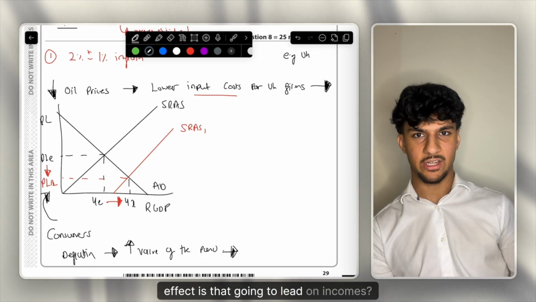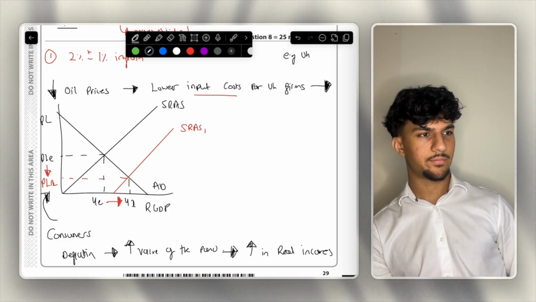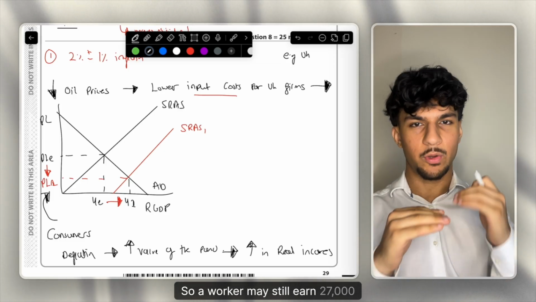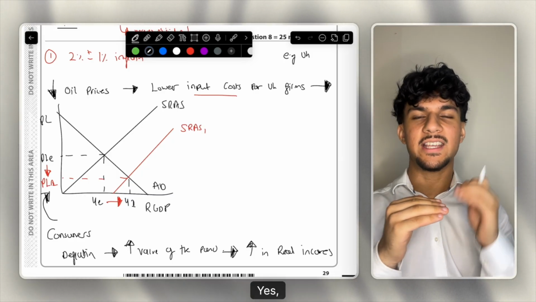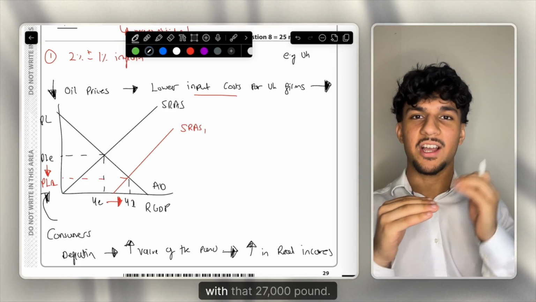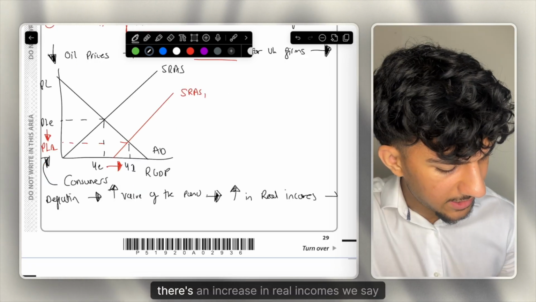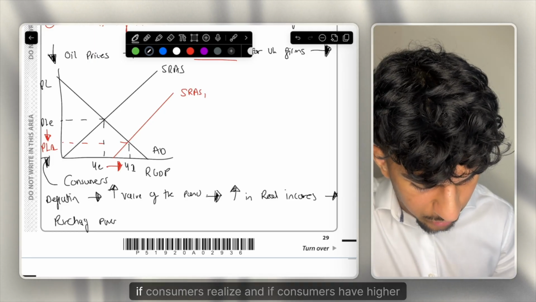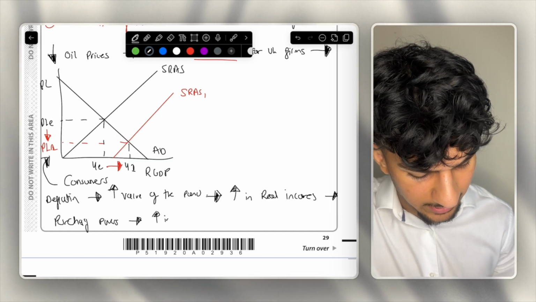What effect is that going to have on incomes? It's going to lead to an increase in real incomes, isn't it? Even though nominal incomes may stay the same, so a worker may still earn £27,000, as each pound is now worth more, he still makes £27,000, but he can buy more goods and services with that £27,000, thus why we say an increase in real income. And if there's an increase in real incomes, we say purchasing power increases. And if consumers have higher purchasing power, it leads to an increase in consumption.